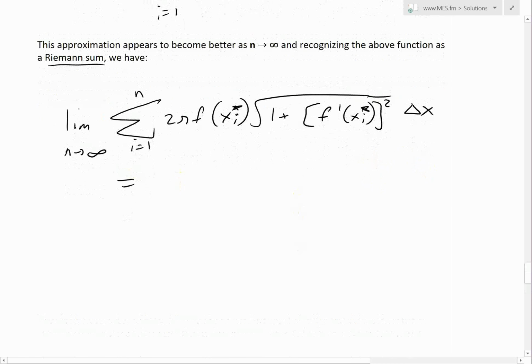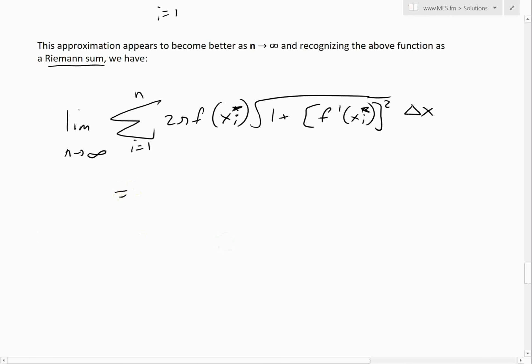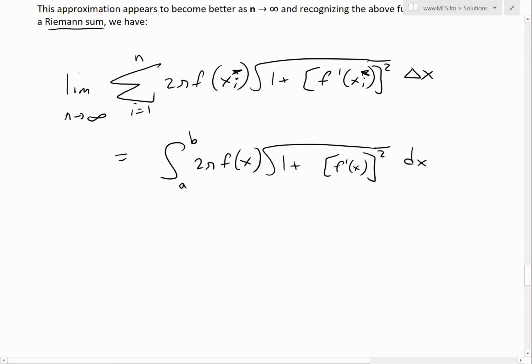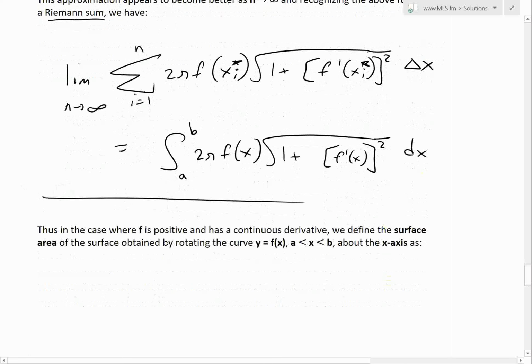This equals, as I proved in my earlier videos, and also by definition, the integral from a to b of 2 pi f of x, times square root of 1 plus, in brackets, the derivative f prime of x squared, and then instead of delta x we have dx, or an infinitely small width or subinterval.